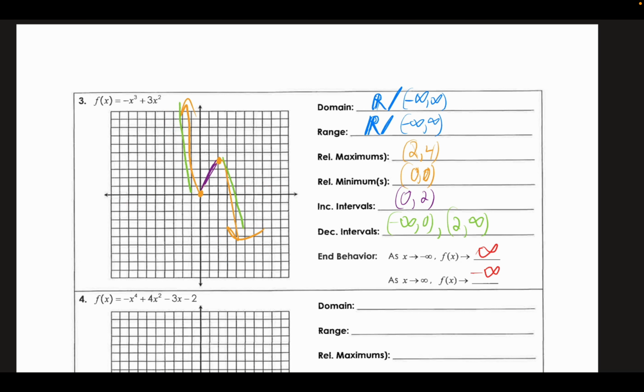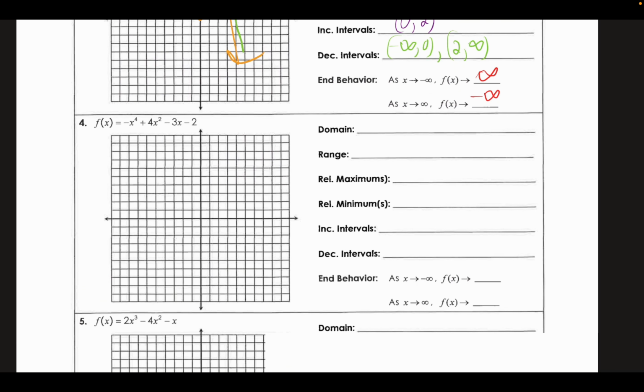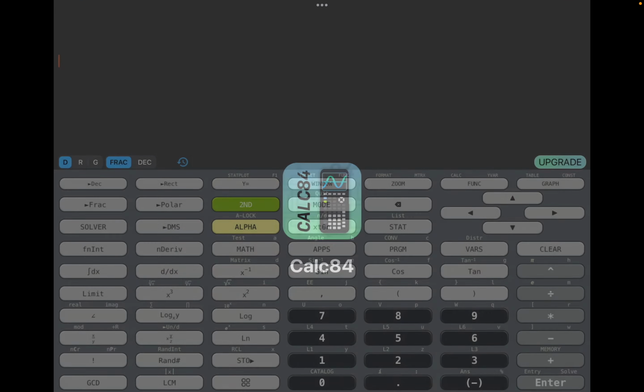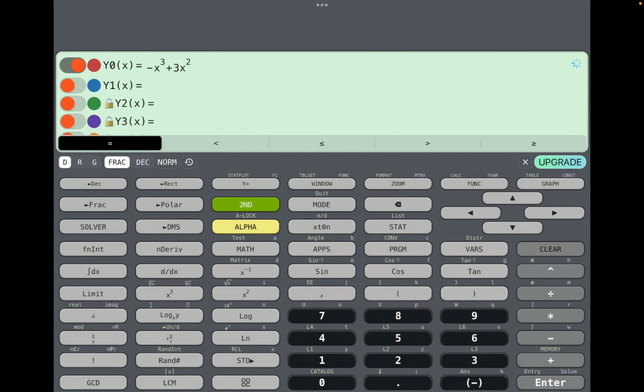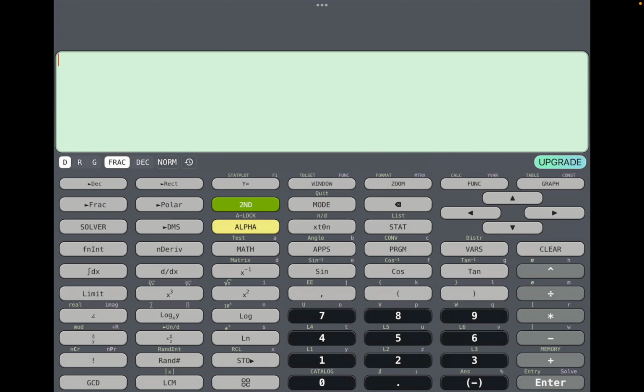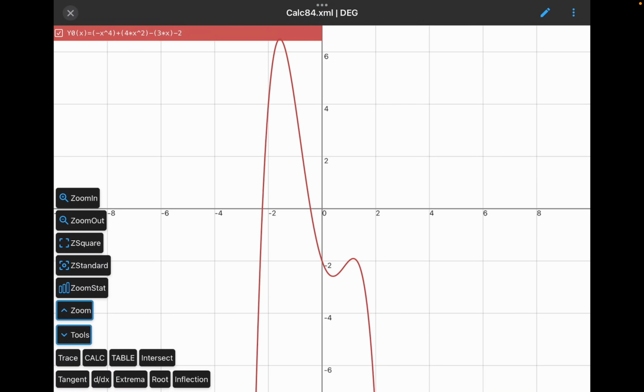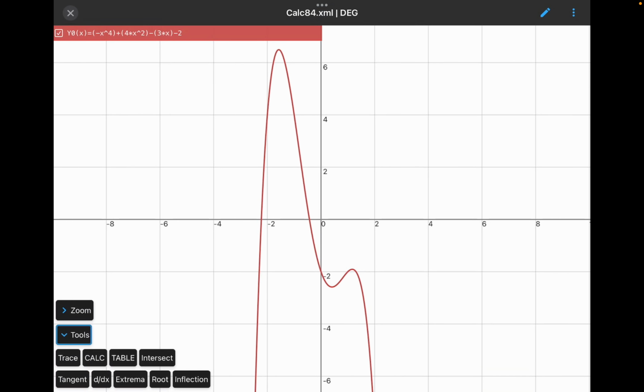Moving on to number 4 here, so I'll type this into the graphing calculator. And once I go again to zoom standard, getting to see what goes on here. Look for my extrema. I have 2 relative maximums as well as a relative minimum.